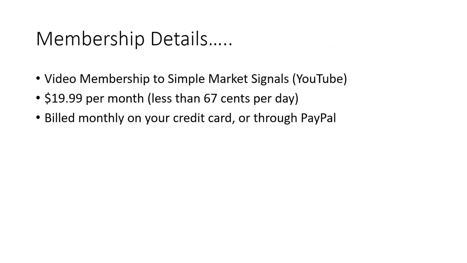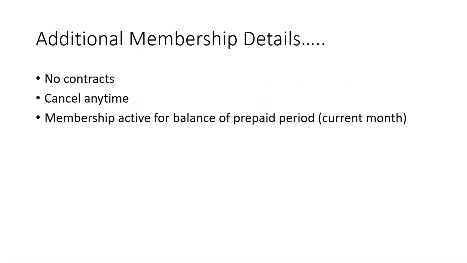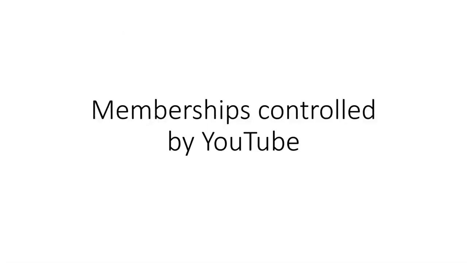Just to review the membership details, the video membership to Simple Market Signals through YouTube is $19.99 per month. That's less than 67 cents per day, and it's billed monthly on your credit card, or you can pay with PayPal. There are no contracts. You can cancel anytime, and if you do cancel, your membership will remain active for the balance of that current month, that prepaid period, but you won't be billed for the next month. All memberships are controlled by YouTube, so if you ever have any question about anything, just Google it, and the answers should be out there.